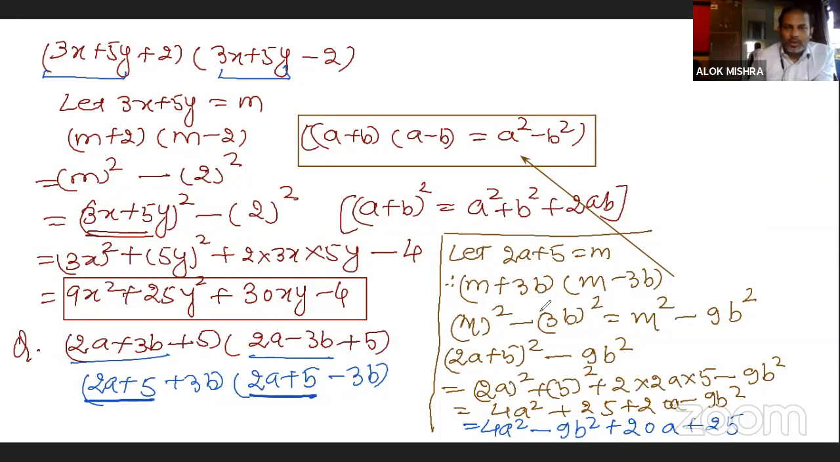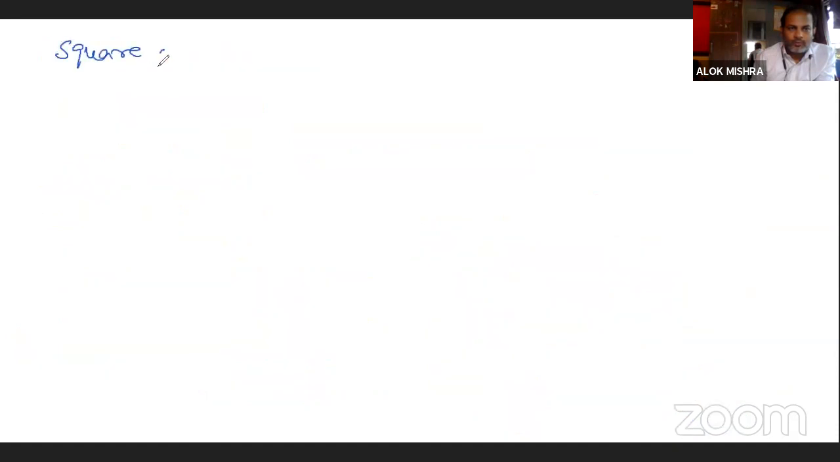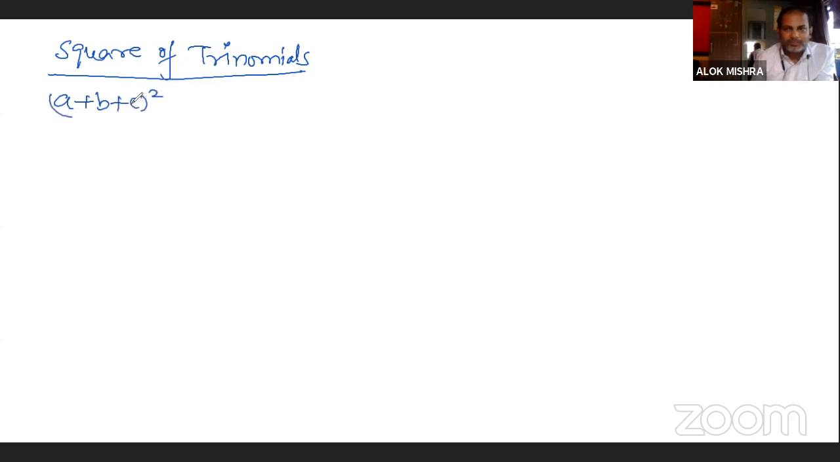So this is the square of the trinomial. This is the type where I'm going to take the square of trinomials. Trinomials means I have three terms now. So I'm going to write down all the formulas and then we'll come up with one question of each kind. So I have the formula with the three terms, that is a, b and c, that is a plus b plus c the whole square.